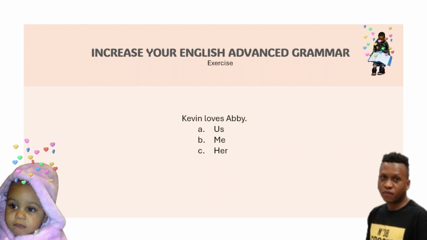Take a look. What is the right answer there? Kevin loves Abby. So here we look at Abby. Abby is a female noun. So Kevin loves us, wrong. Kevin loves me, wrong. Kevin loves her. So in case you don't get it, Kevin loves her. So we're going to write her. Kevin loves her.